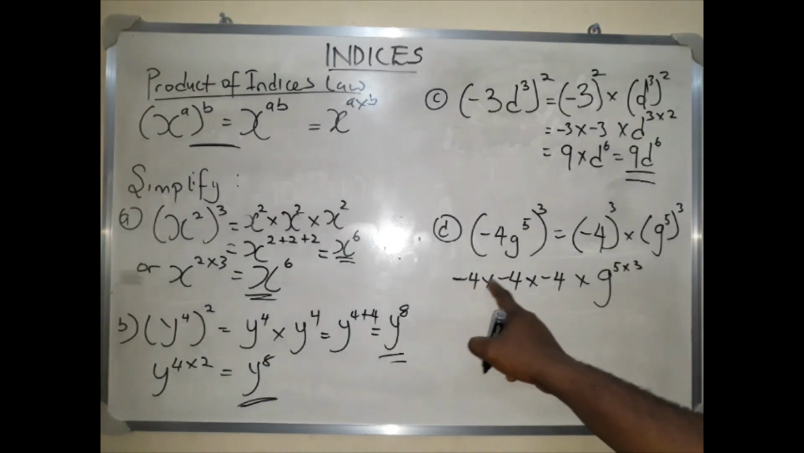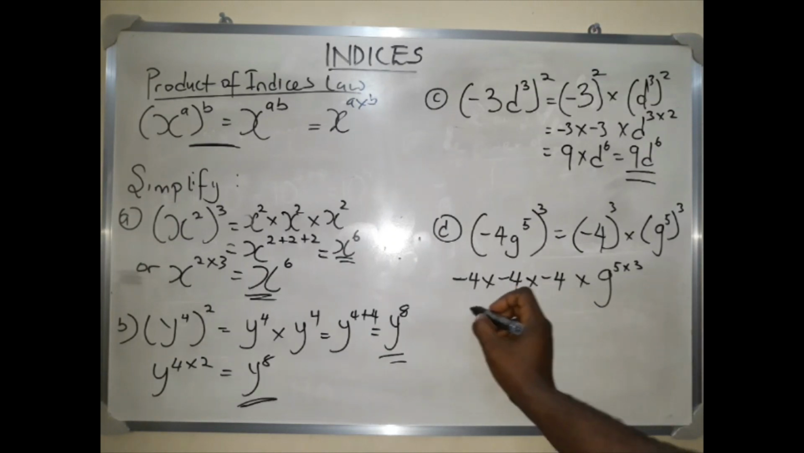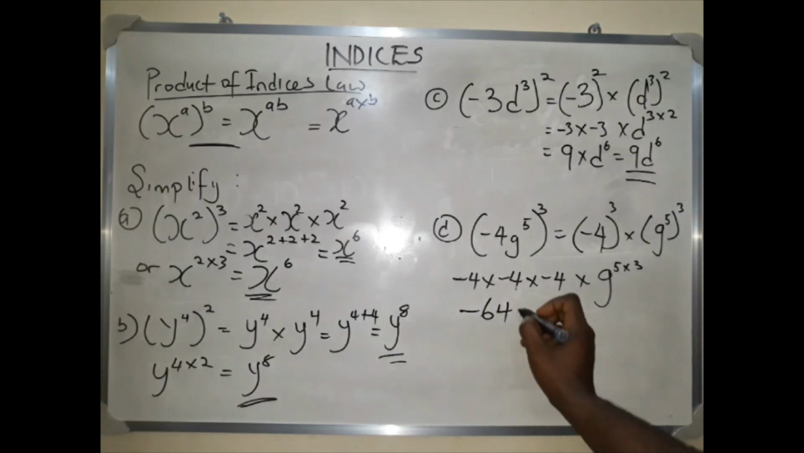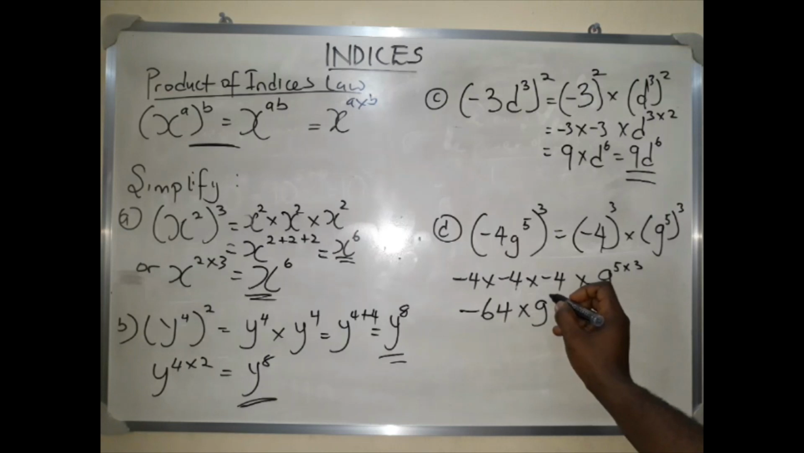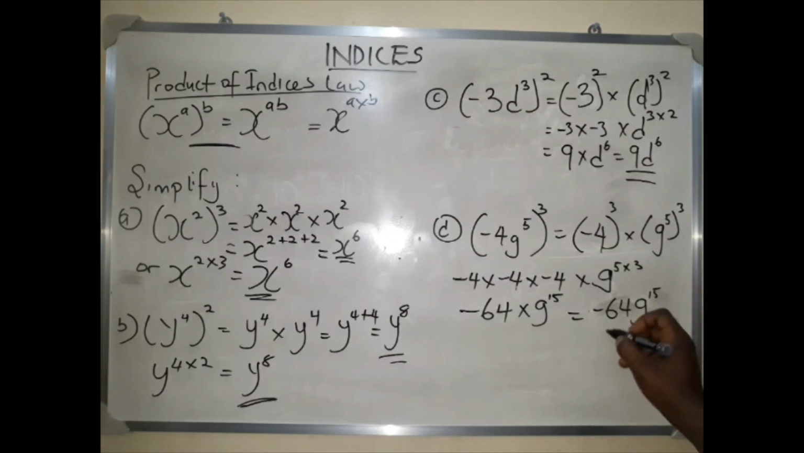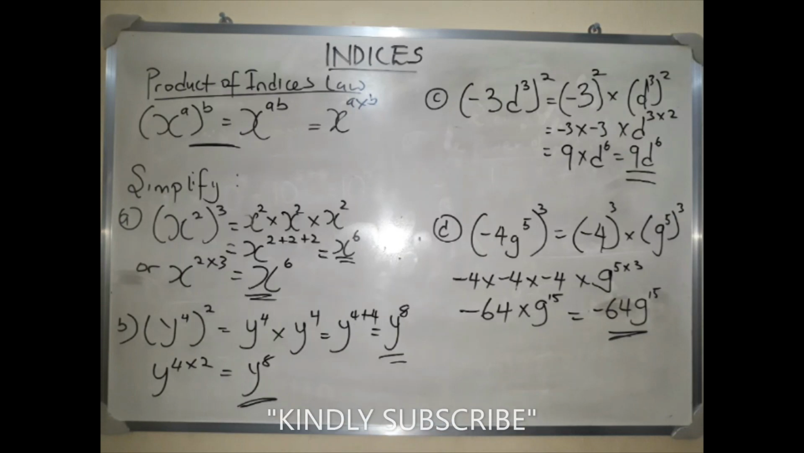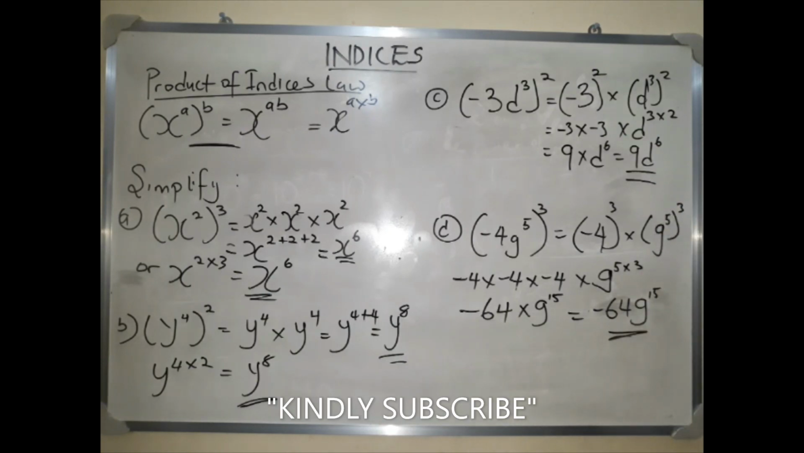So minus 4 times minus 4 will give you plus 16. Plus 16 times minus 4 will give you minus 64, times g raised to the power 5 times 3, which will give you g raised to the power 15. So at the end of the day, the answer will be minus 64 g raised to the power 15. So please, I cannot emphasize this point enough. When you are given a term in a bracket and you're asked to raise that term in that bracket to a particular power, it is everything that is inside that term that will be raised to that power.